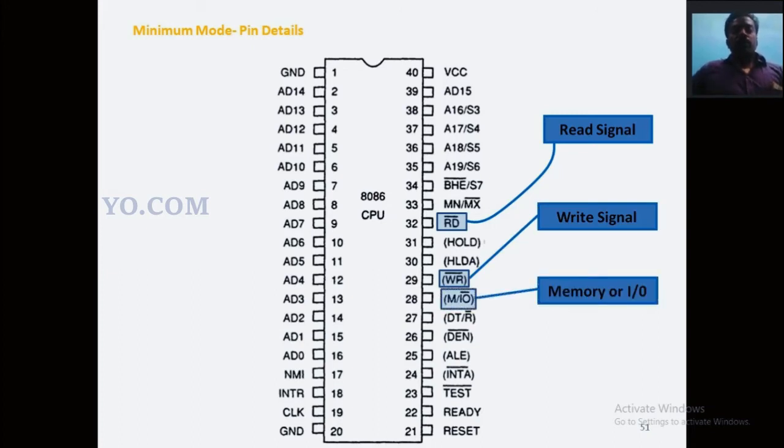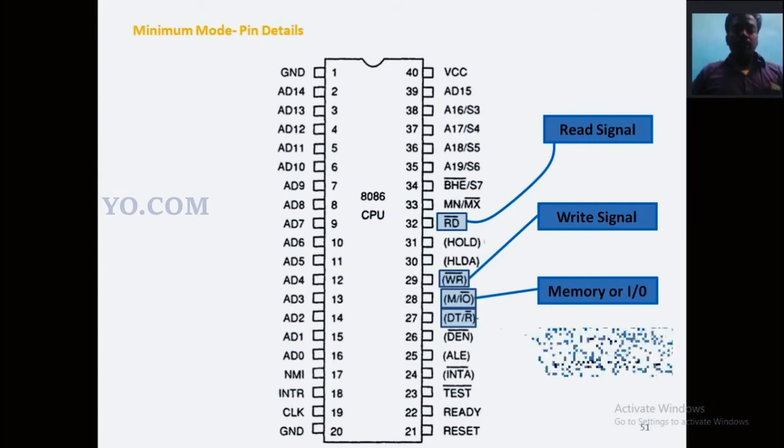The next one is memory or IO. The previous two signals are the read signal and write signal. The read and write operations can be done in only two places: one is memory and the other is IO. Where we are going to read or write, whether in memory or IO, pin 28 is used to indicate that to the microprocessor. If it is 1, that is considered memory. If it is 0, that is considered IO. So this is memory or IO, the 28th pin.